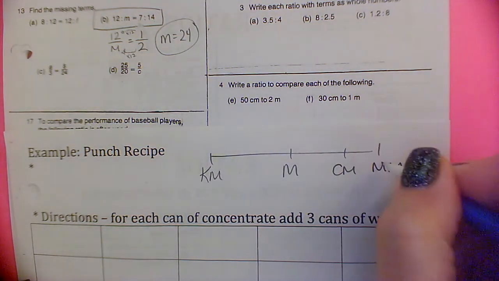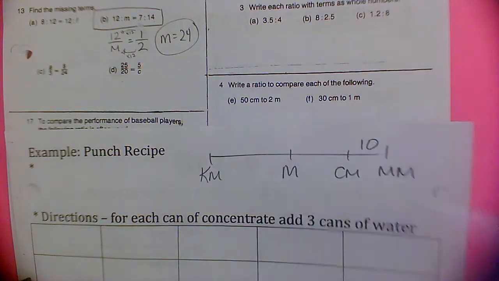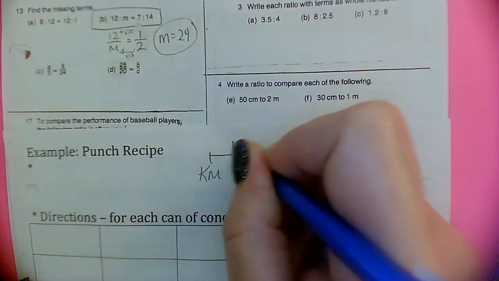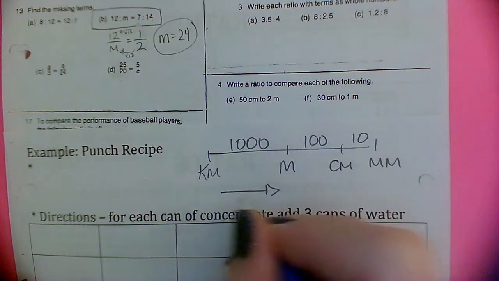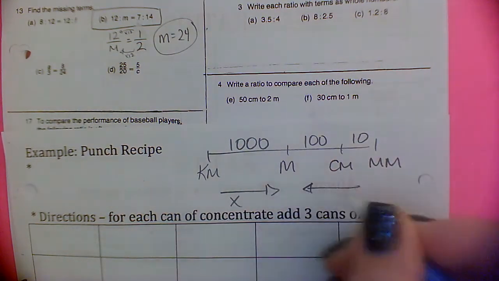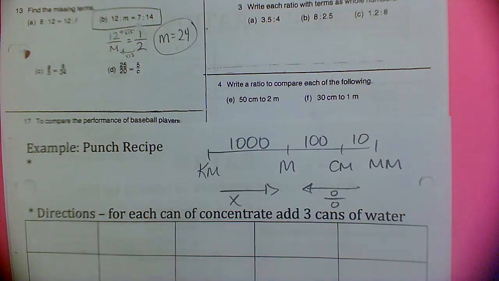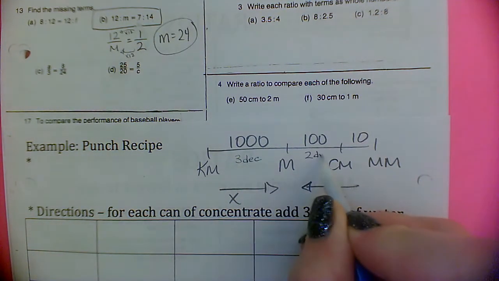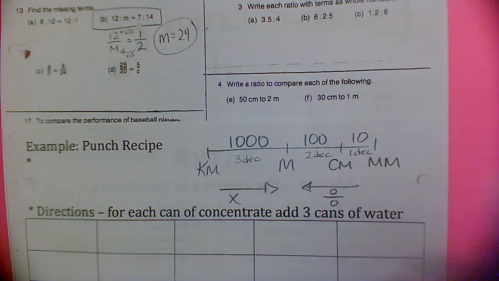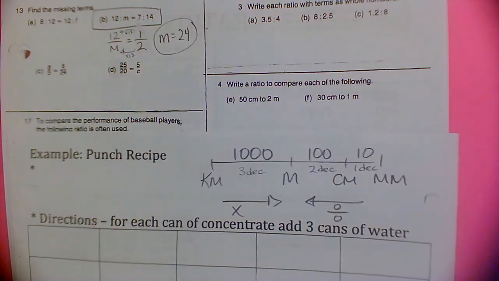If I'm converting from millimeters to centimeters, it's a ratio of 10. This one's 100, and that one's 1,000. So if I'm going this direction, I multiply. If I'm going this direction, I divide. Or I can move my decimal places, however many zeros. So 3 decimal places here, 2 decimal places here, 1 decimal place there. And you're moving them in the direction.